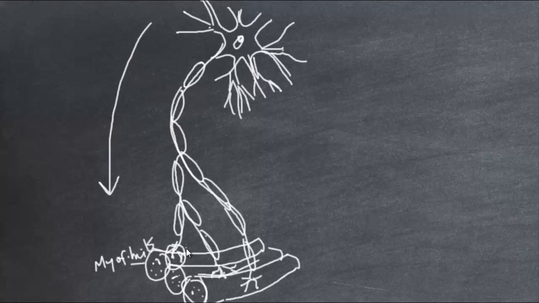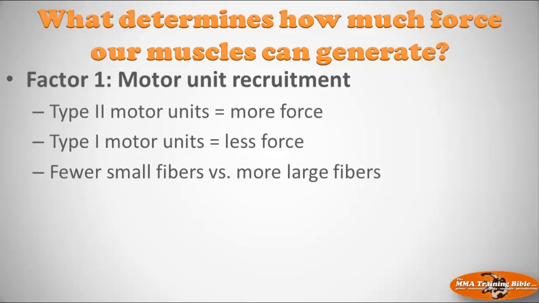And this whole structure, when we put together the neuron with all of the muscle fibers that it innervates, is called a motor unit. So one of the factors, let's go back to that presentation now. So now that we know what a motor unit is, motor unit recruitment is going to influence how much force we can generate.